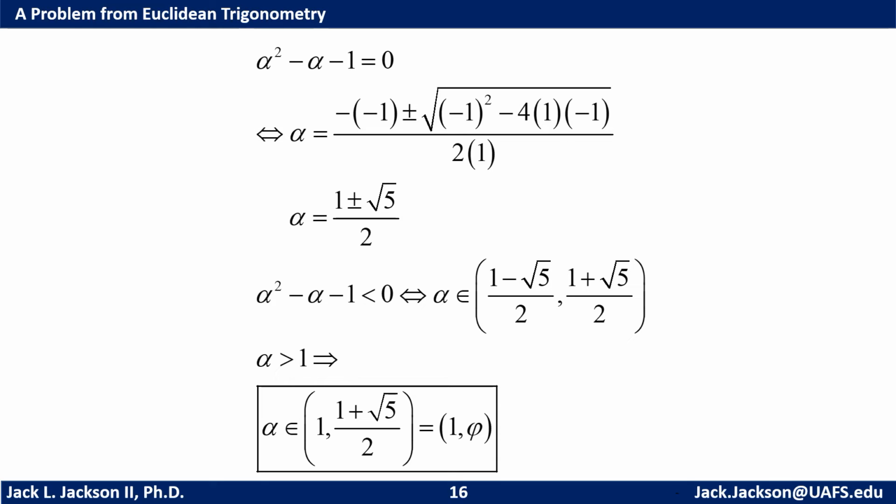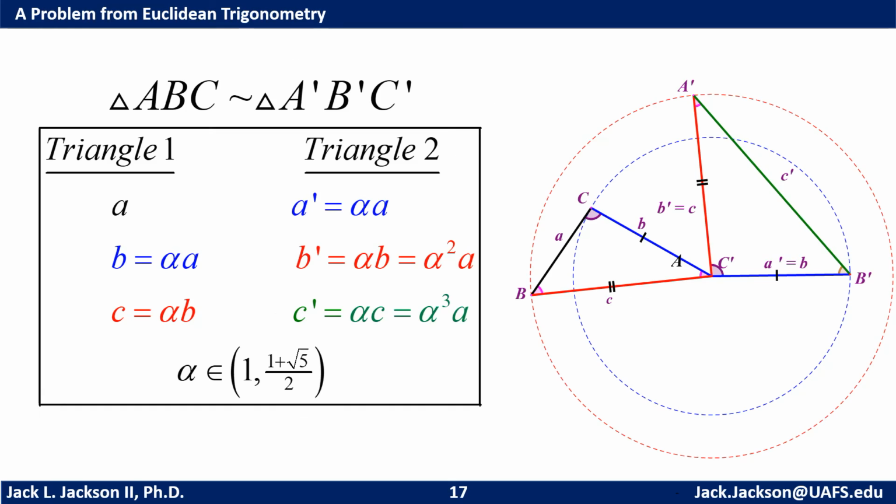It shows up in art, shows up in nature, shows up in several different things in mathematics. So if we summarize all this together, here's what we ended up with. Triangle 1 has sides A, B, and C. B is alpha times A. C is alpha times B.